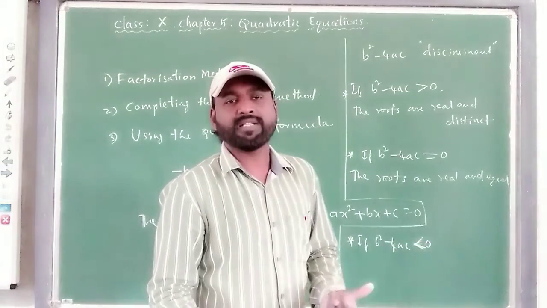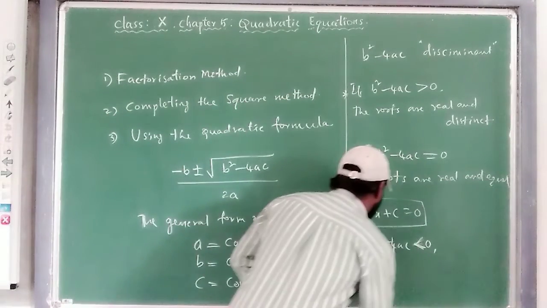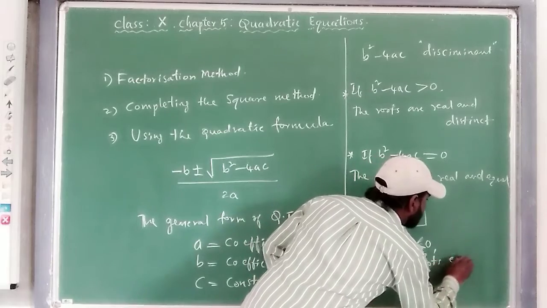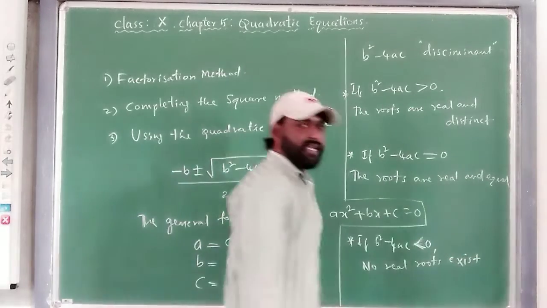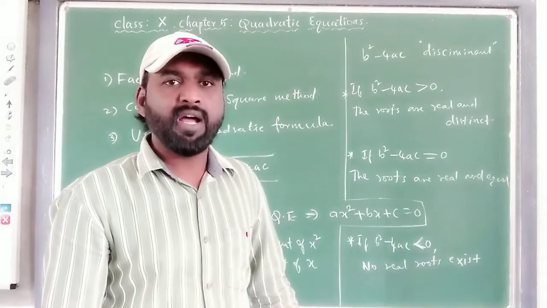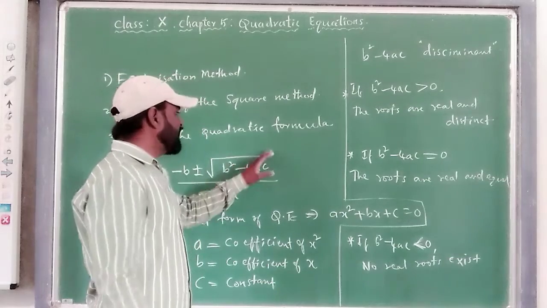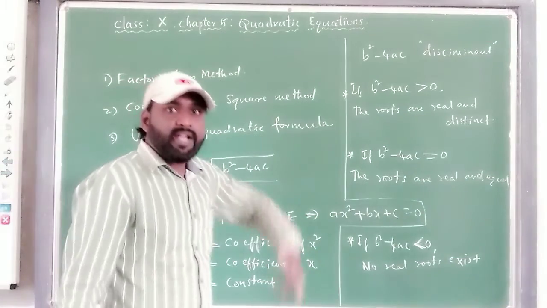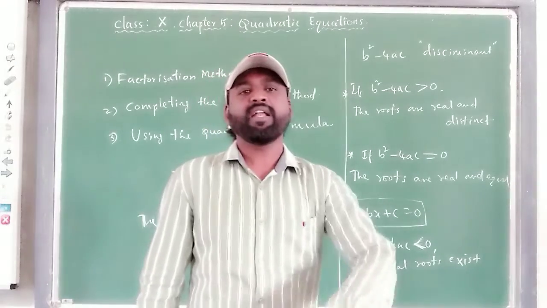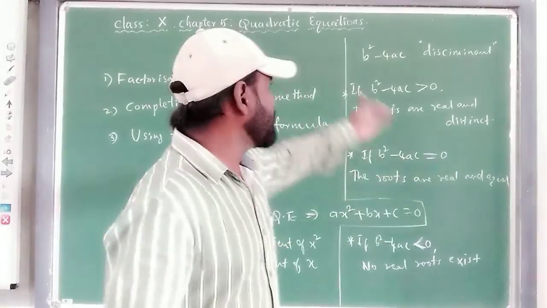The roots do not exist. If they exist, they are not real numbers. No real roots exist for the given quadratic equation. This is how, by using the quadratic formula, we can find the roots of the quadratic equation. But to find the nature of the roots before finding the exact roots, we can identify the nature of the roots for the quadratic equation by using this discriminant.